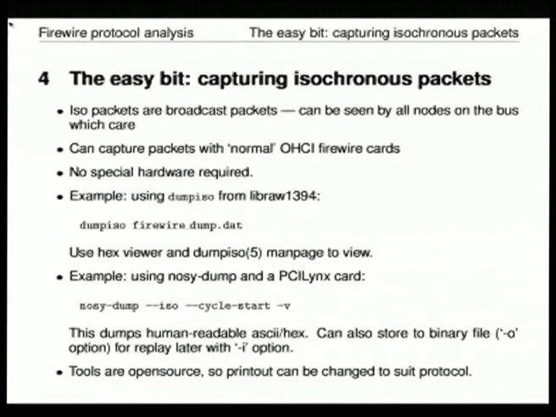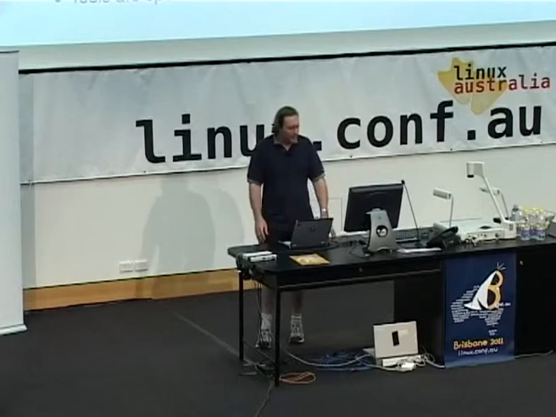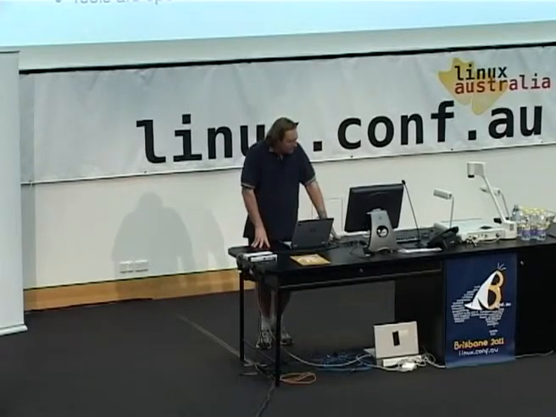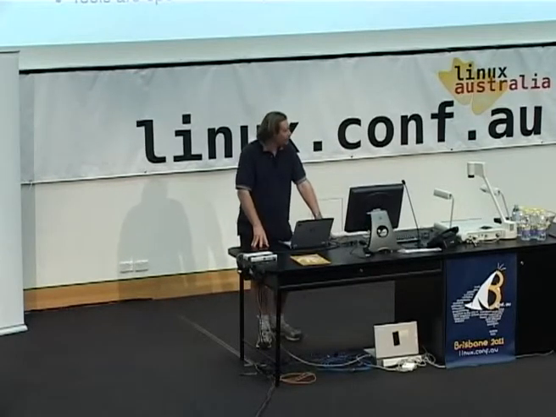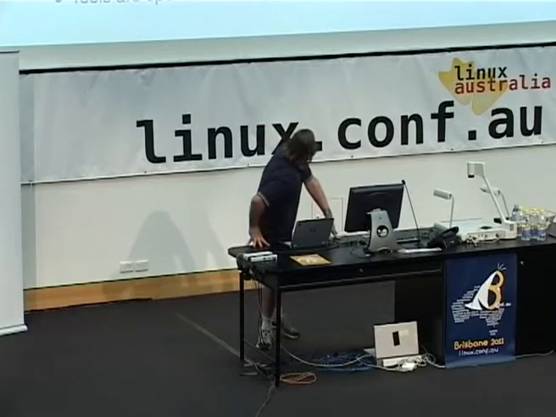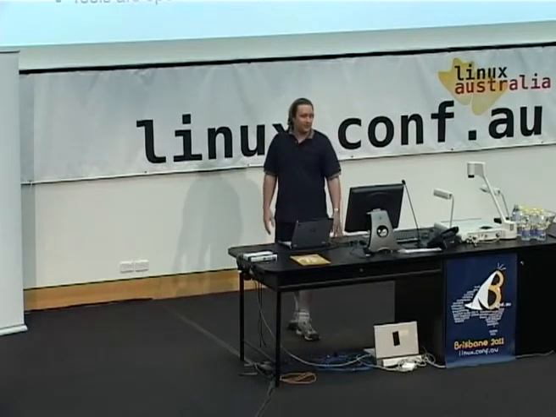So there's no special hardware. As long as you've got a second computer, for example, you can set that up anywhere on the bus. And there's a little utility called Dump ISO, which is shipped with libraw1394. Very, very simple. We can run it. The example command line is up there: dumpiso, file name, hit enter.